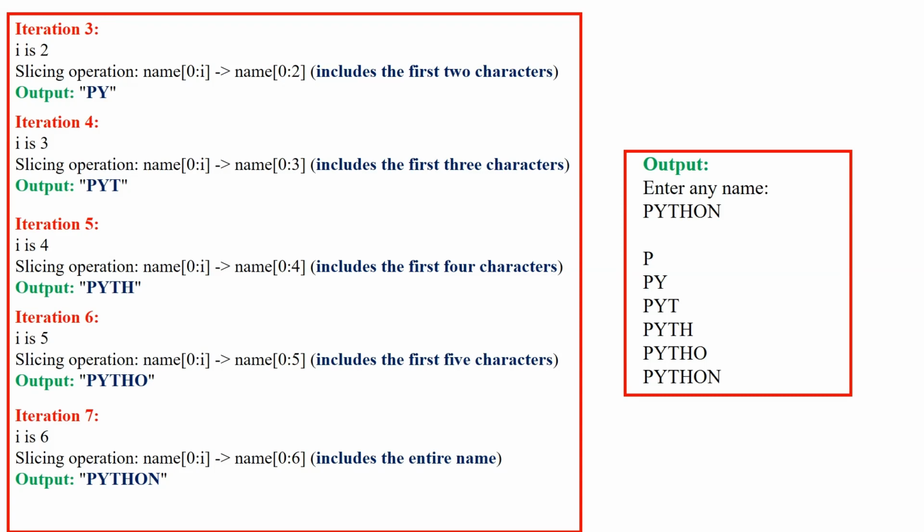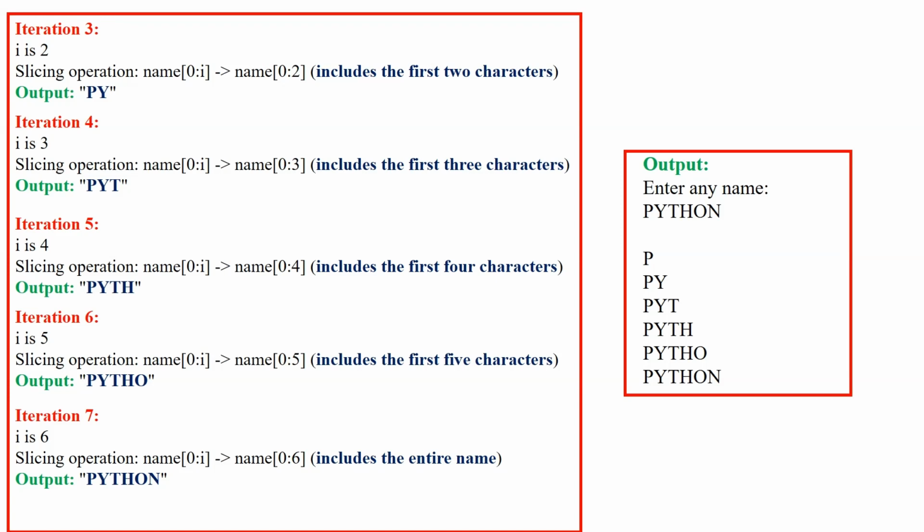Iteration 5. i is 4. Slicing operation. name of 0:i implies name of 0:4. This includes the first four characters. Output is PYTH. Iteration 6. i is 5. Slicing operation. name of 0:i implies name of 0:5. Includes the first five characters. Output is PYTHO.